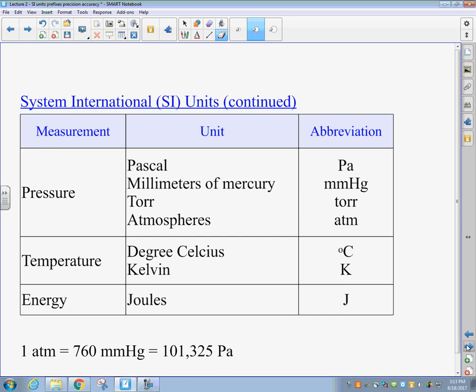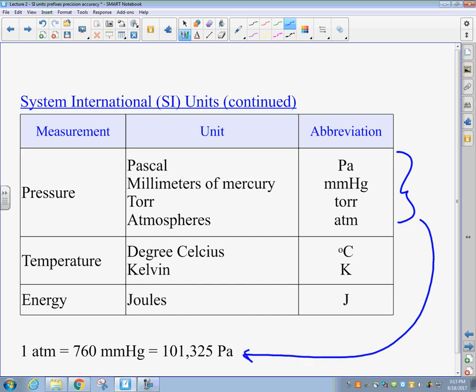Down at the bottom of this screen, you have conversion factors. These are units of pressure. We have conversion factors to be able to go from one unit of pressure to another. 1 atmosphere is the equivalent of 760 millimeters of mercury, which is the equivalent of 101,325 pascals.